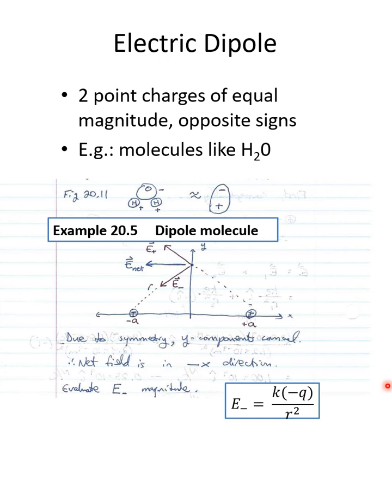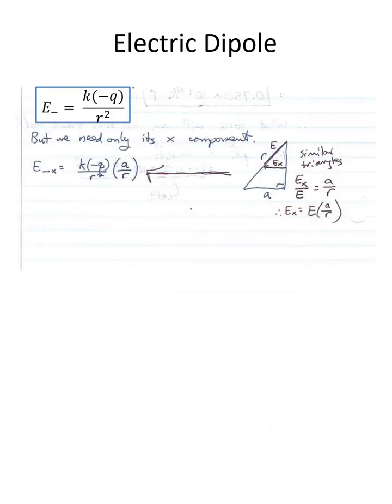Let's evaluate the magnitude first of E negative, and that is k times negative q divided by r squared. That is just what you learned in the previous lecture, the electric field from a point charge: k times the charge causing that electric field divided by your distance squared, which I've called r. All right, so I brought that up to the next page.